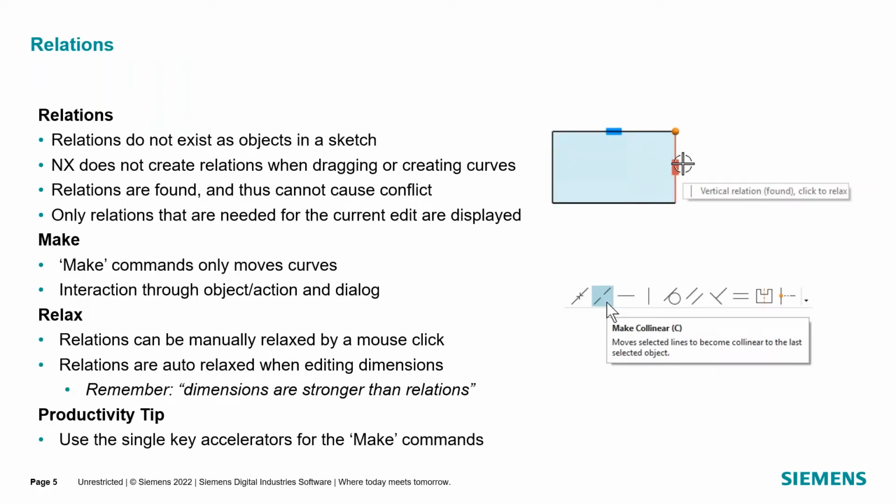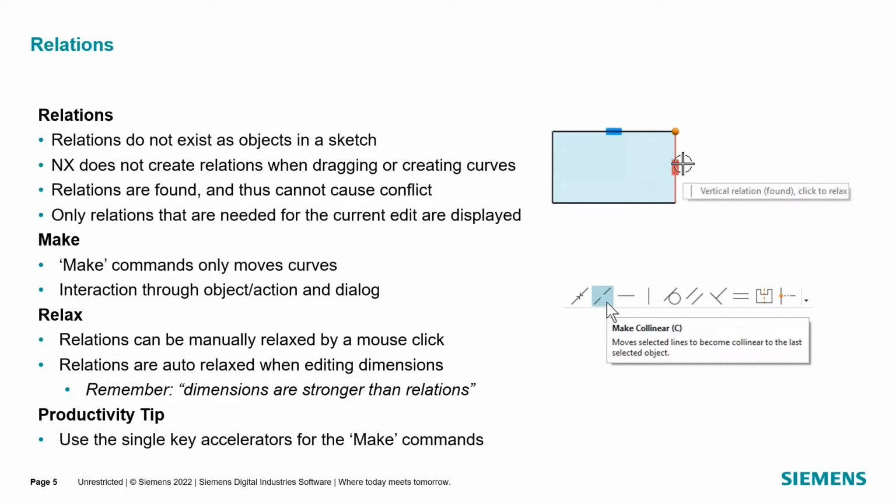The next one is about relations. Relations do not exist as objects in a sketch. They are found at time of change, and thus they cannot cause conflict, and they are only needed for the current edit as displayed. It doesn't go find other things.